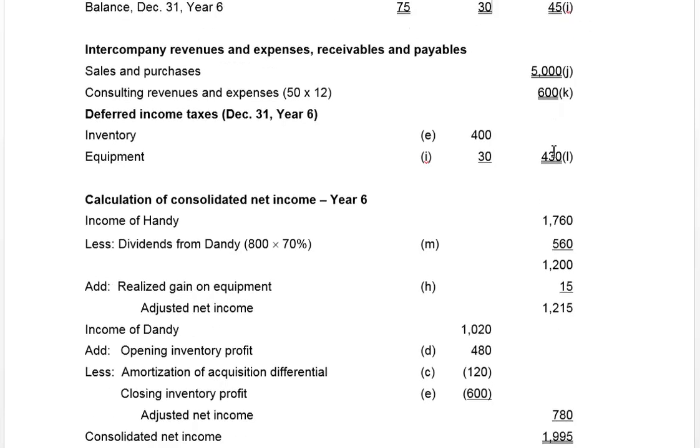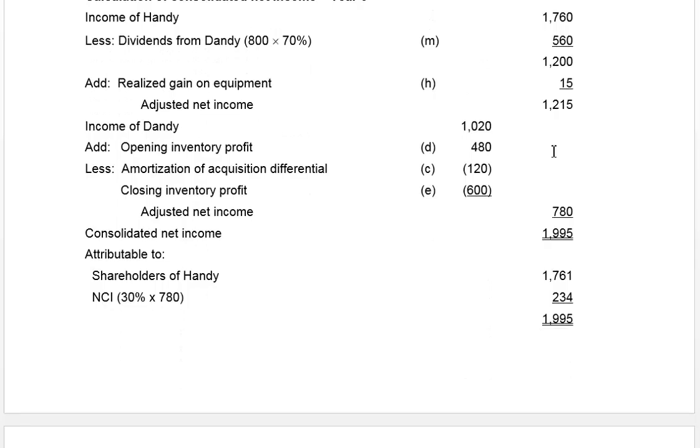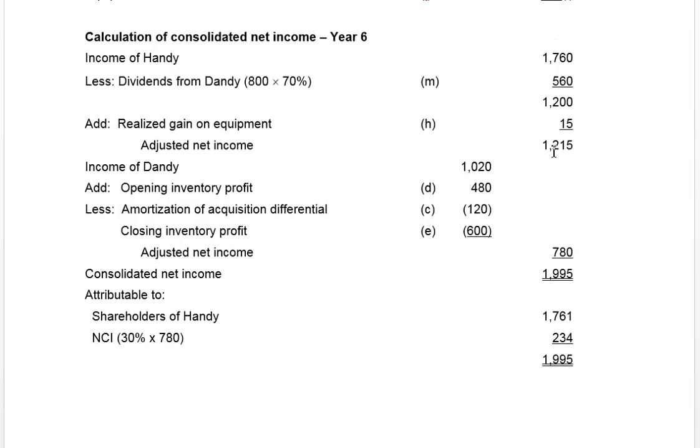I want to now get into the calculation of consolidated net income because one of the things they asked us to do in this case was to prepare a consolidated income statement. So we want to make sure that you're okay calculating your consolidated net income. So what we would do is we would start with the separate entity income of the parent, Handy, which is $1,760. We've got this in our financial statements given to us in the question. And that's in year 6.